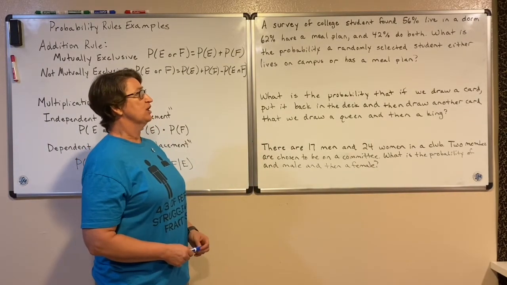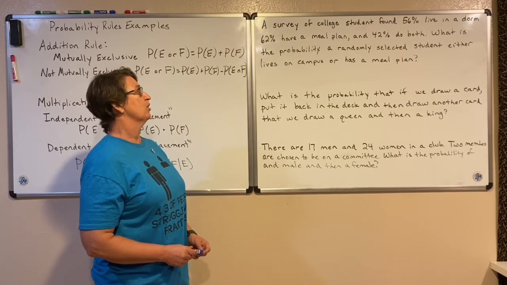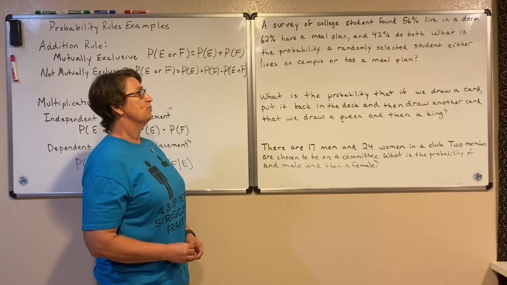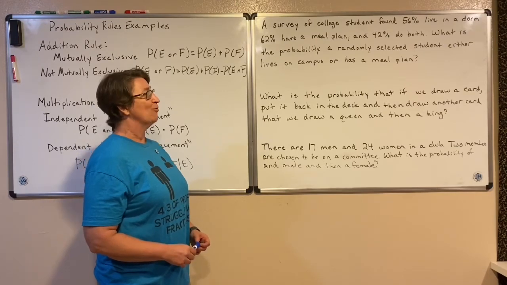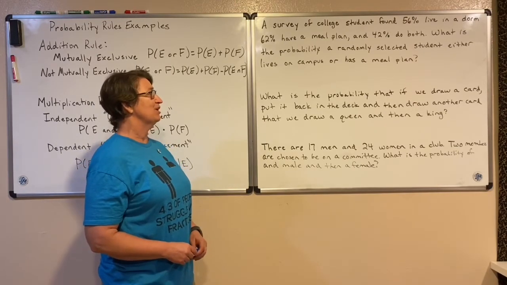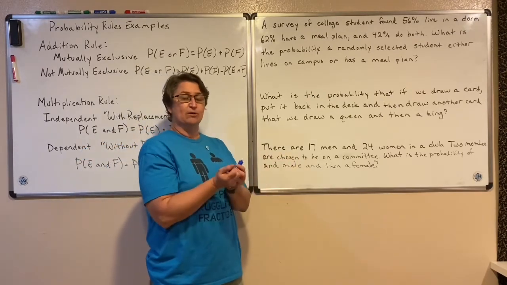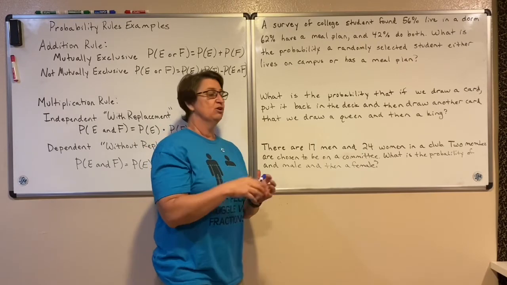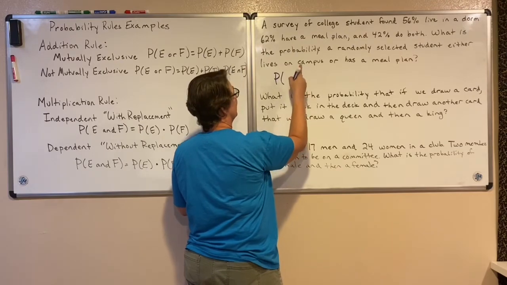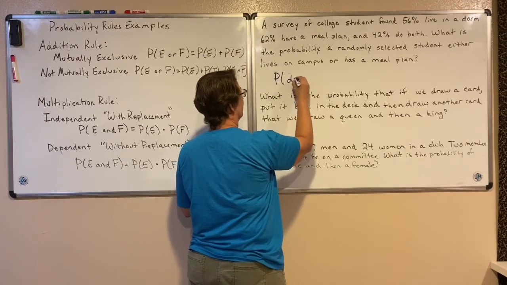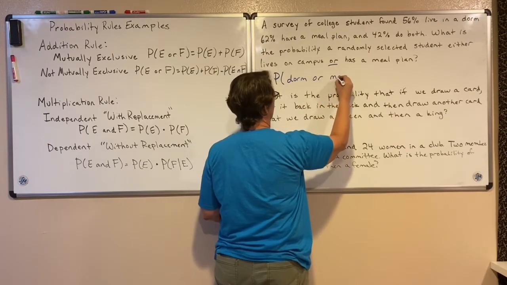A survey of college students found that 56% live in a dorm, 62% have a meal plan, and 42% do both. What's the probability that a randomly selected student either lives on campus or has a meal plan? Notice that we're only going to randomly select one student. So here I'm looking for the probability that they live in a dorm or they have a meal plan.